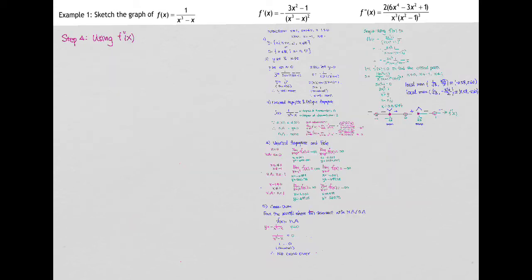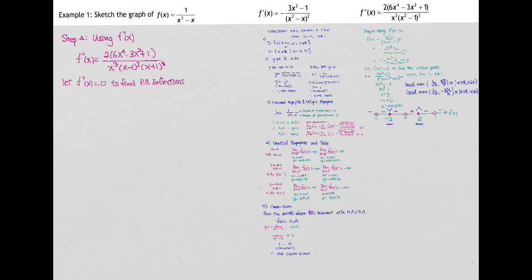Step 4, we are going to use the second differentiation to find out the points of inflection and the concavities of the function f(x). So first thing is we try to factor f double prime into the factor form. The numerator cannot be factored, so we just factor the denominator to be x cubed, (x minus 1) to the power 3, (x plus 1) to the power 3.